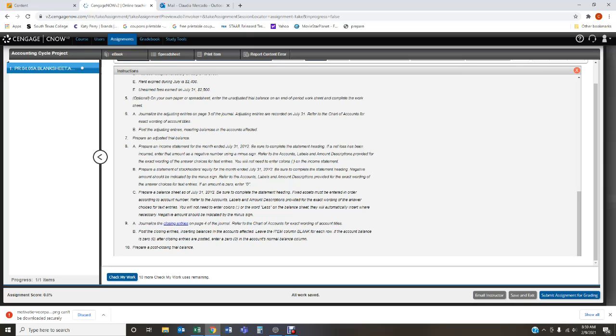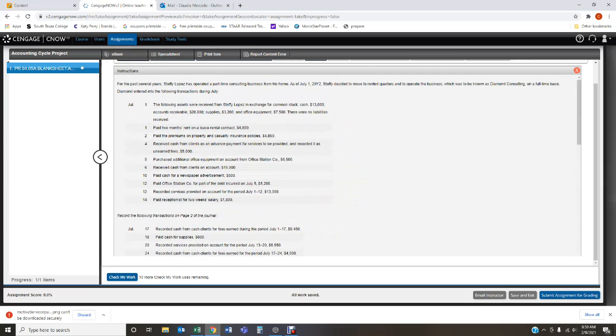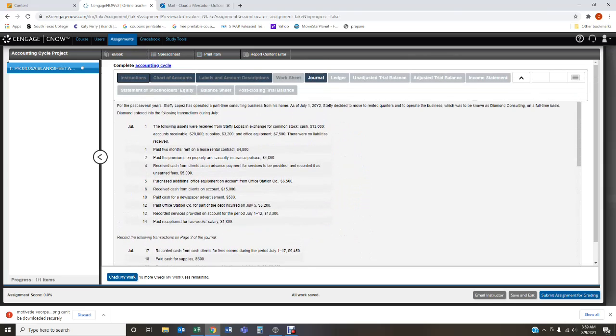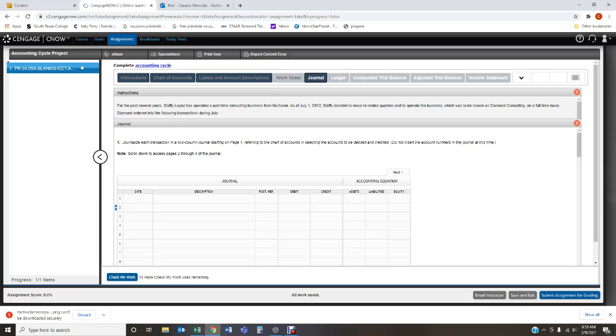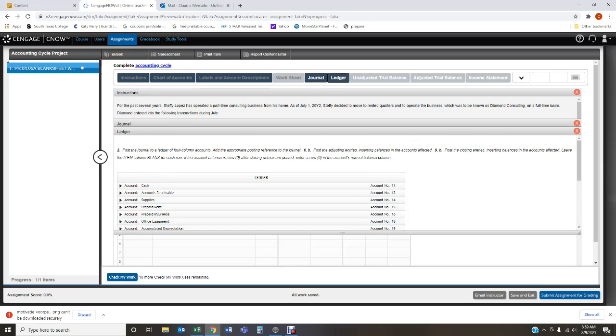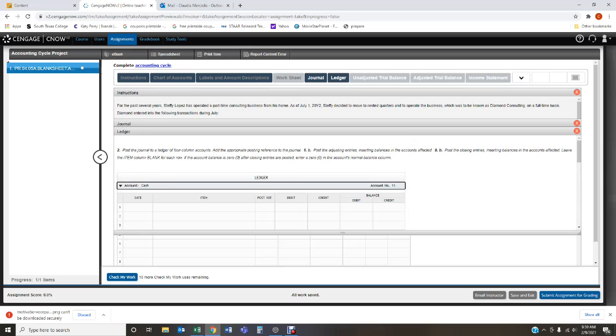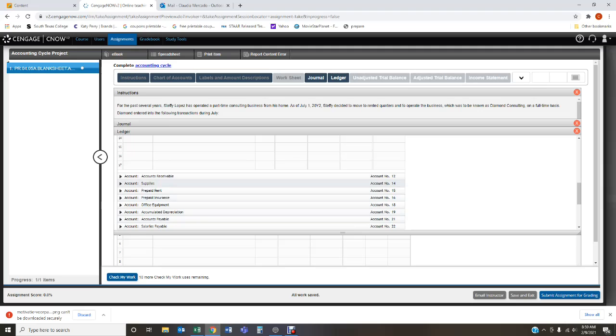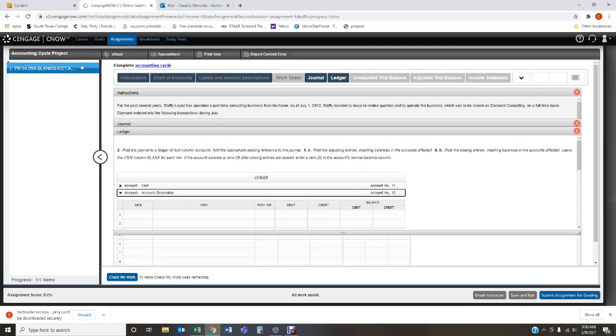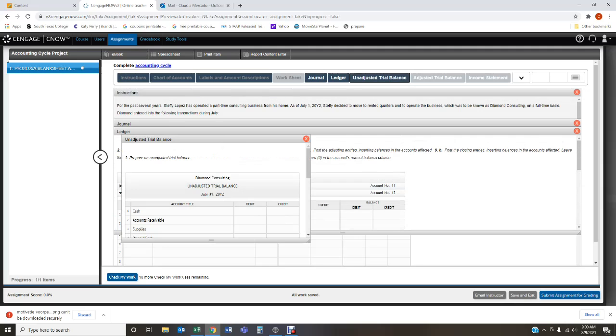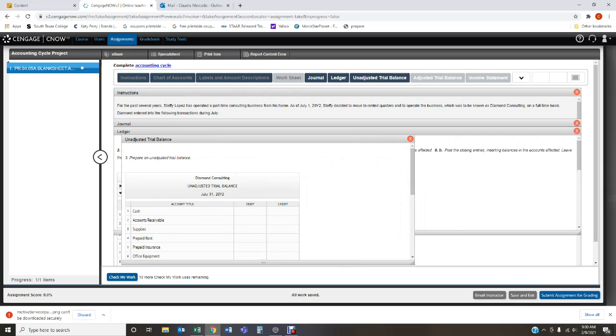Okay? Now, these are the instructions. I recommend that you print the item out. That way you have it handy as you're working with the item. And then you have the different tabs where you're going to be doing the different things. You've got your journals. You've got your ledgers. And then you can expand them. Okay, and then you enter your transactions on your ledgers. You're going to prepare your unadjusted trial balance. Everything is here in every tab. Okay, so you have to complete all of your tabs.